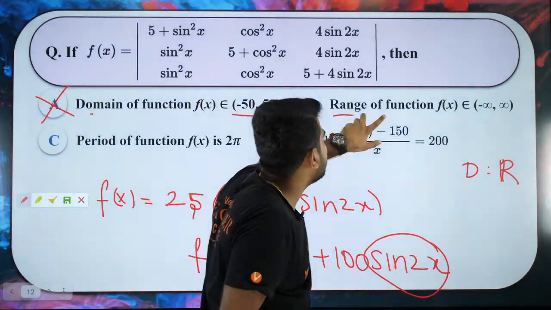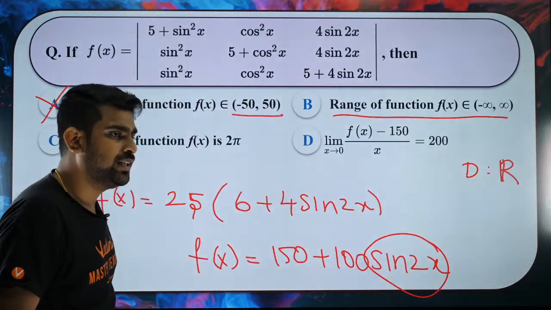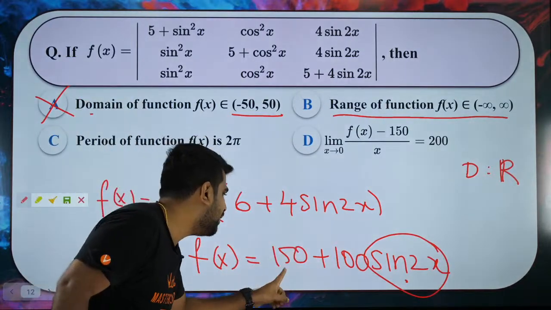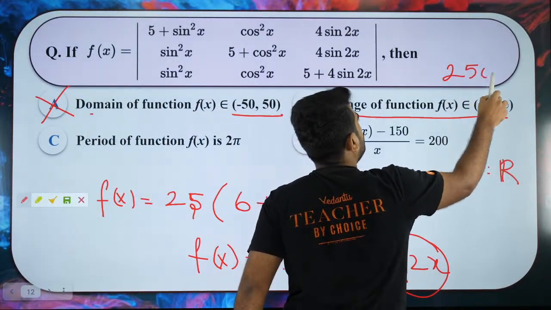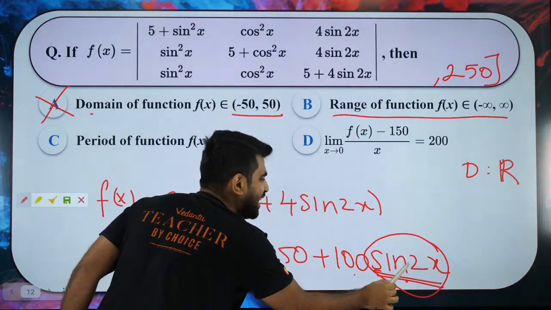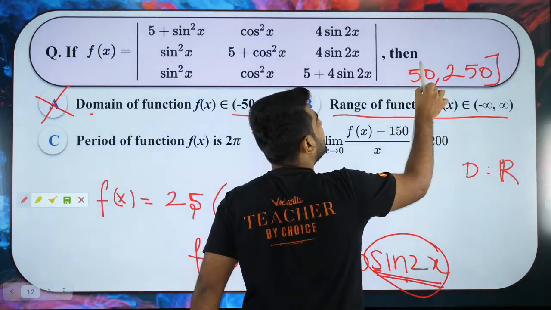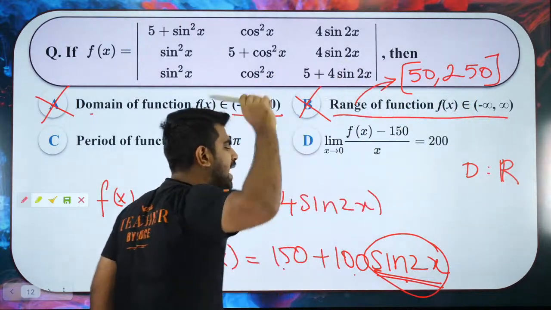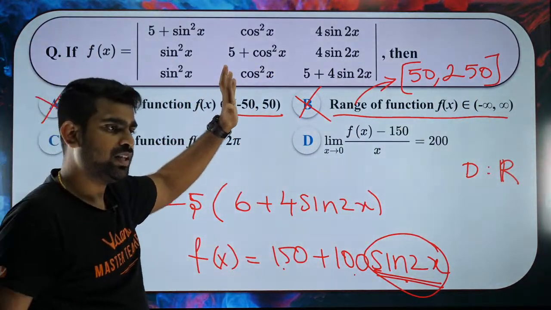Next one, the range of function is all real numbers? No way. The maximum value of sin 2x is 1. So maximum will be 150 plus 100, 250. Minimum will be when sin 2x is minus 1. So if sin 2x is minus 1, 150 minus 100 will be 50. So this is the range. The range should be 50 to 250. So that is also wrong. Did you like it? Everybody?